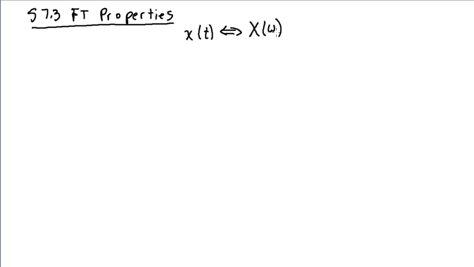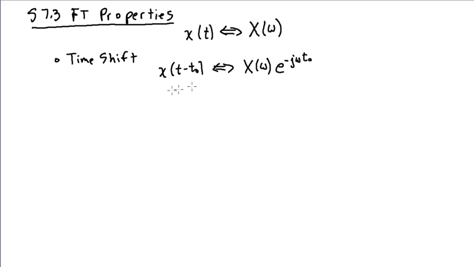has a Fourier transform of X of omega, and I'm interested in the Fourier transform of a time-shifted version of x of t. We use the definition of the Fourier transform to show that the Fourier transform of the time-shifted version is equal to the Fourier transform of the unshifted function, then times just e to the minus j omega t0, the time shift.